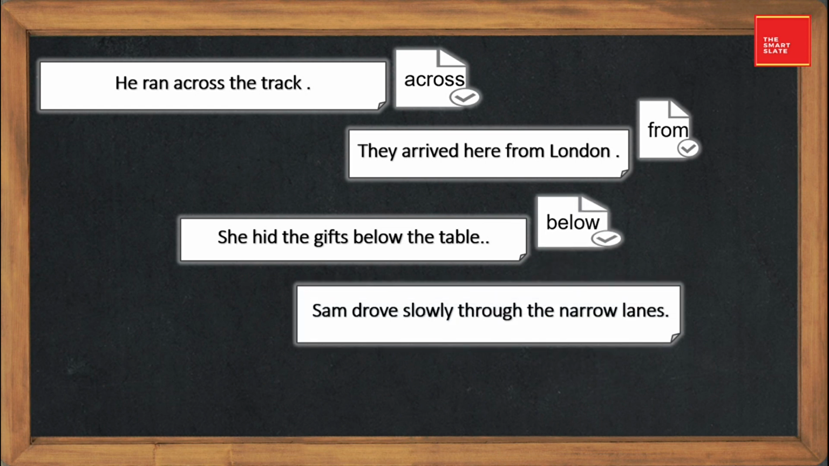Sam drove slowly through the narrow lanes. So how did he drive? He drove slowly. But where did he drive? When you ask the question where, you get the answer as the place. So through the narrow lanes.